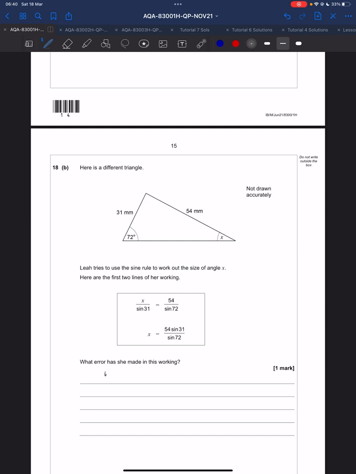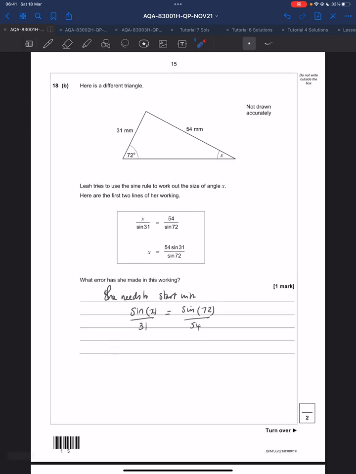So what errors she made? She needs to start with, I would start with sine x over 31, and then I would actually do sine 72 over 54. If she wants to start with the angle on the top, which is useful for working out things, you do sine of x over 31, and put this with the sine on top as well. So the other side would be sine of 72 over 54.